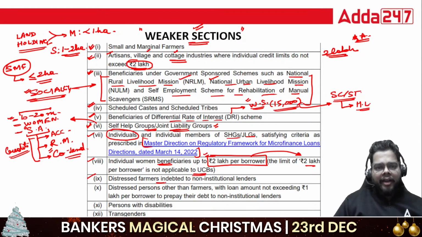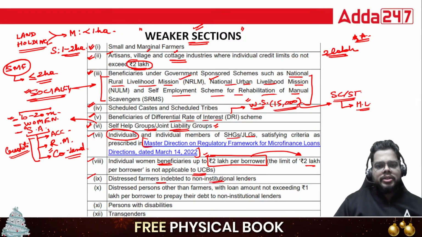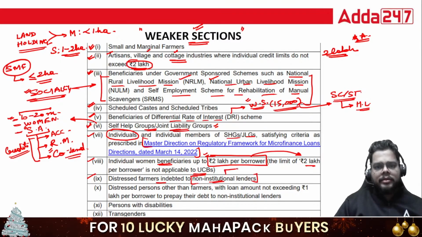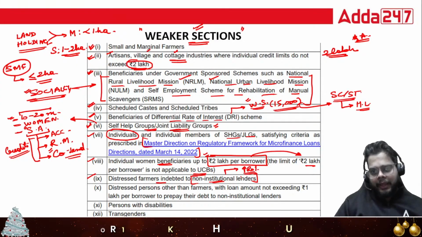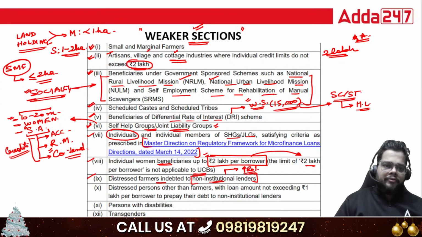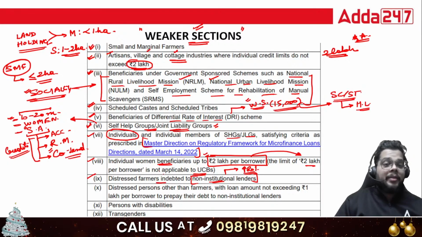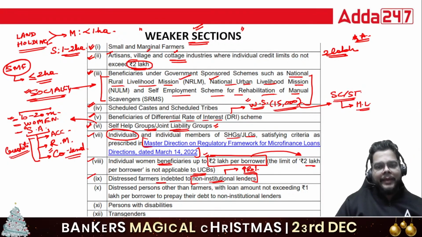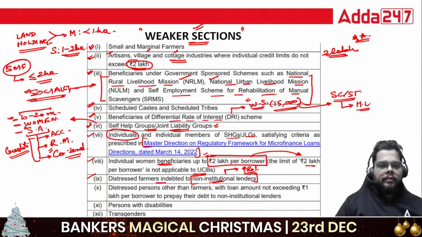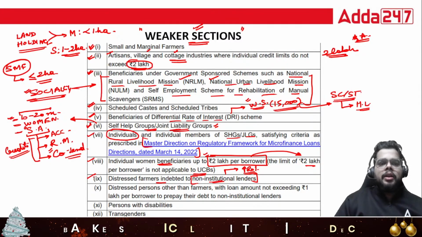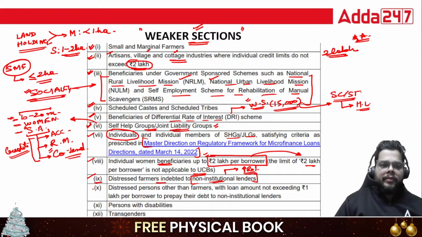Next, distressed farmers indebted to non-institutional lenders. The non-institutional lenders means those private money lenders who charge a hefty rate of interest for every credit they make. So if you are a farmer who is distressed, why? Because you are indebted to this private money lender, and the rate of interest is very high, then also you are a weaker section participant.